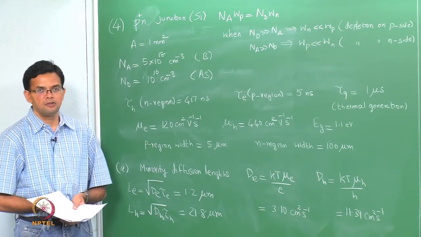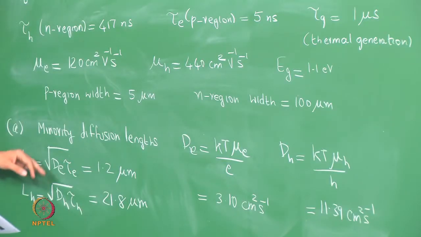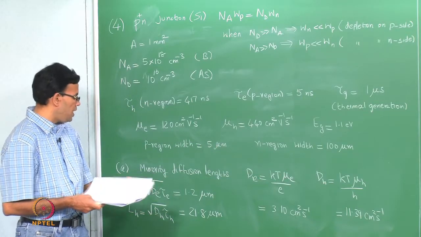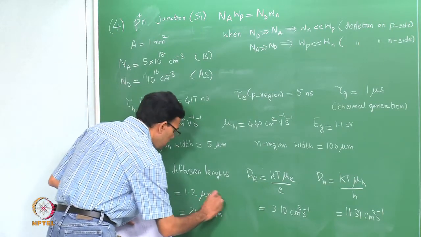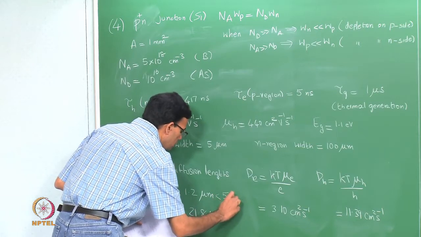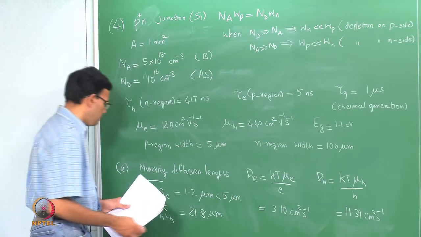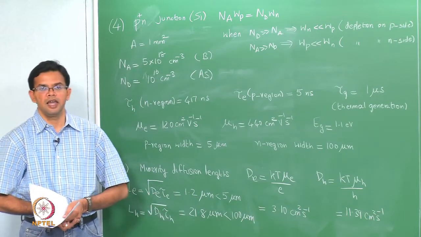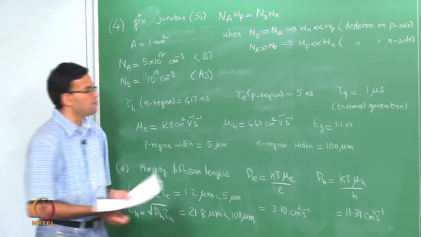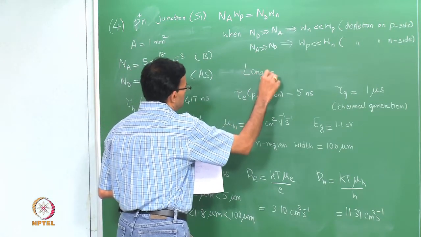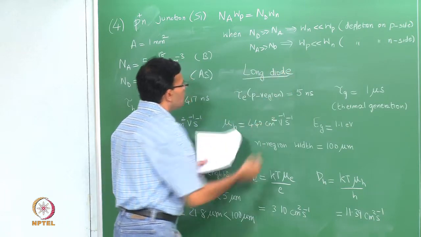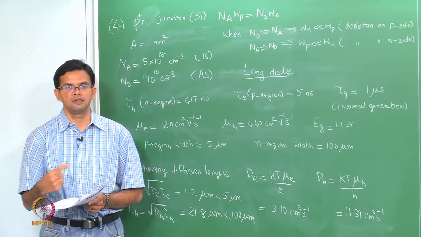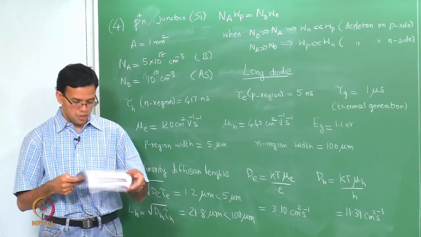If you look at the length of the diode on the P and the N side, on the N side the diode length is 100, on the P side the diode length is 5 micrometers. So, L_e is smaller than 5 micrometers, the length on the P side. L_h is smaller than 100 micrometers, the length on the N side. So, this is essentially a long diode. A long diode is one in which the diffusion lengths are smaller than the physical lengths of the P and the N region. So, this is part A.